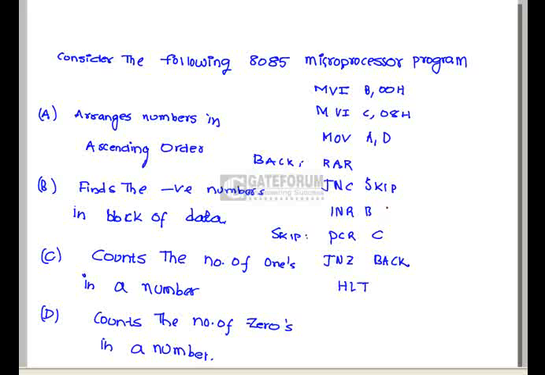So from this logic what we understood is it counts the number of ones in the number present in the D register. If there is a 1 in the D register, it increments the B register, meaning the contents of the B register show how many ones are present in the number in the D register. Hence option C is correct.